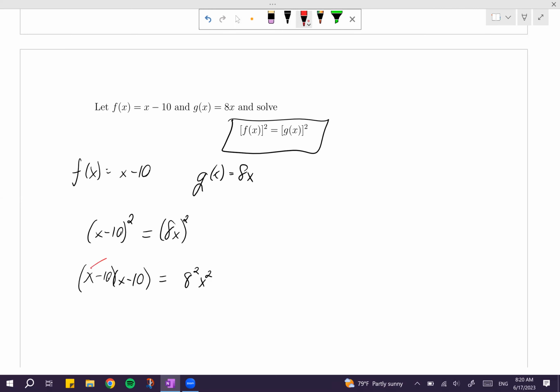We have x times x is x squared. X times negative 10 is minus 10x. Minus 10 times x is minus 10x. And then minus 10 times minus 10 is plus 100, is equal to 8 squared, which is 64, times x squared.